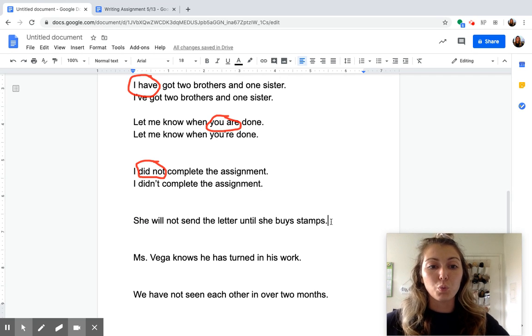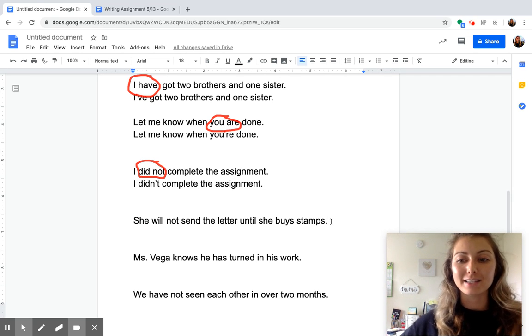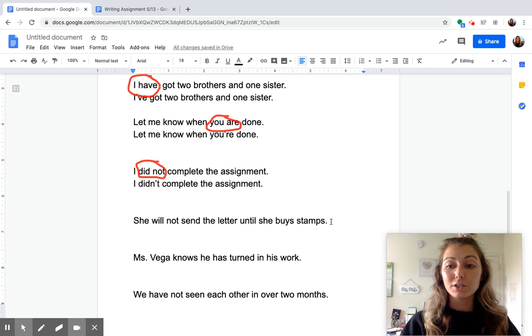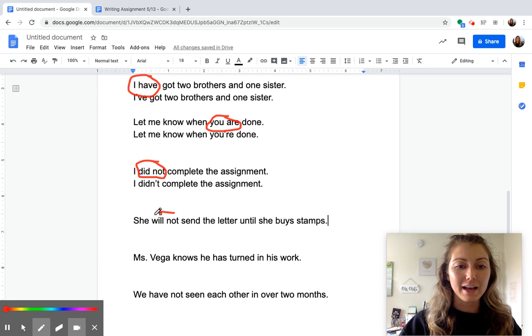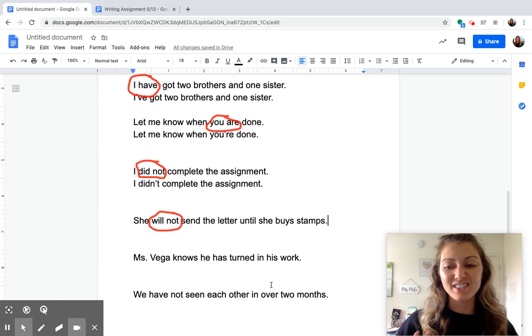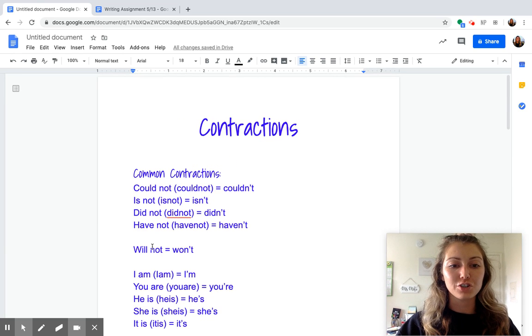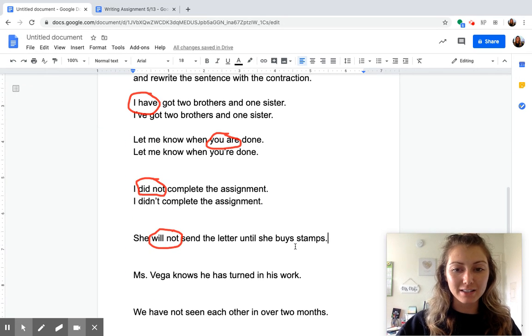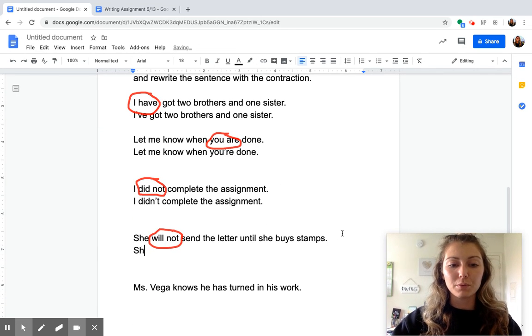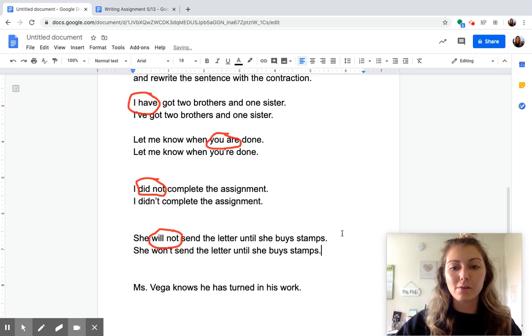Next, she will not send the letter until she buys stamps. What 2 words in here can be used to make a contraction? Yes, will not. Remember, will not does not follow the rules of contractions. Instead, will not actually becomes won't. So when we come back down to rewrite our sentence using that contraction, we will say she won't send the letter until she buys stamps.